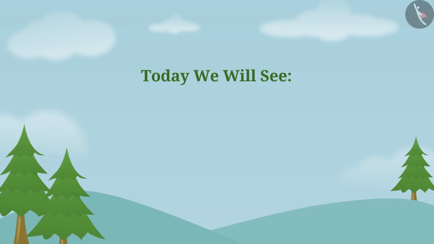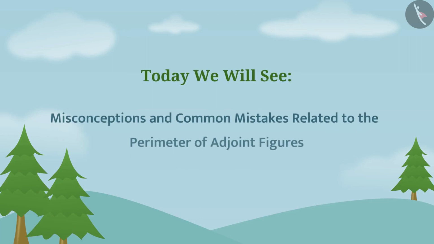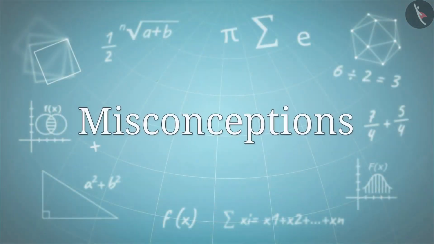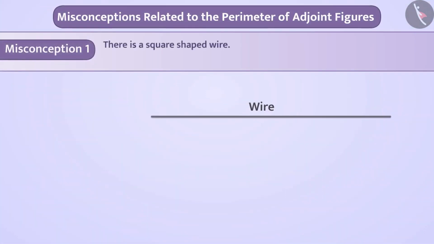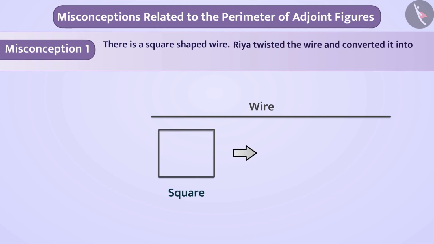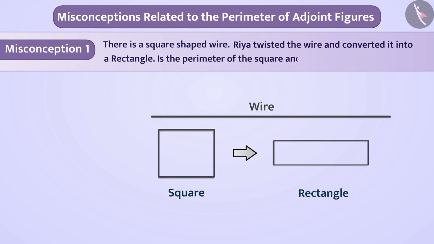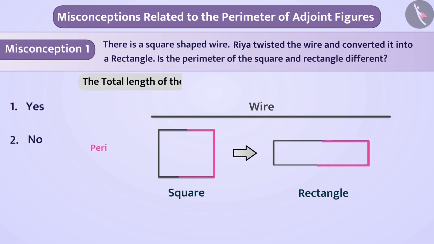Today we will see some misconceptions and common mistakes related to the perimeter of adjoint figures. Misconception 1. There is a square-shaped wire. Ria twisted the wire and converted it into a rectangle. Is the perimeter of the square and rectangle different? The total length of the boundary of a closed figure is called its perimeter.